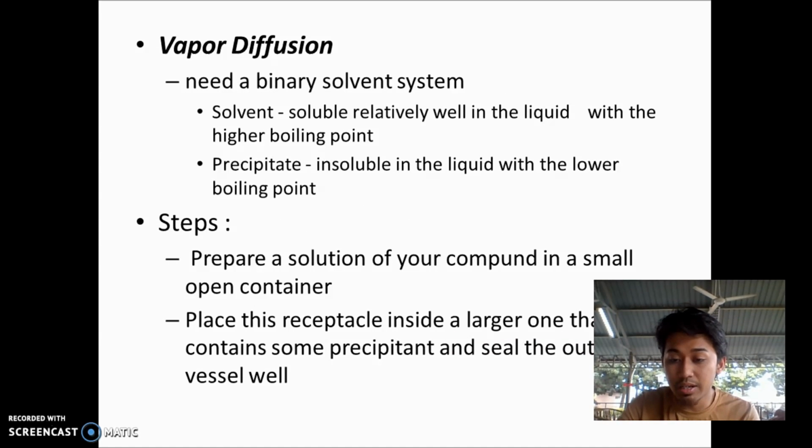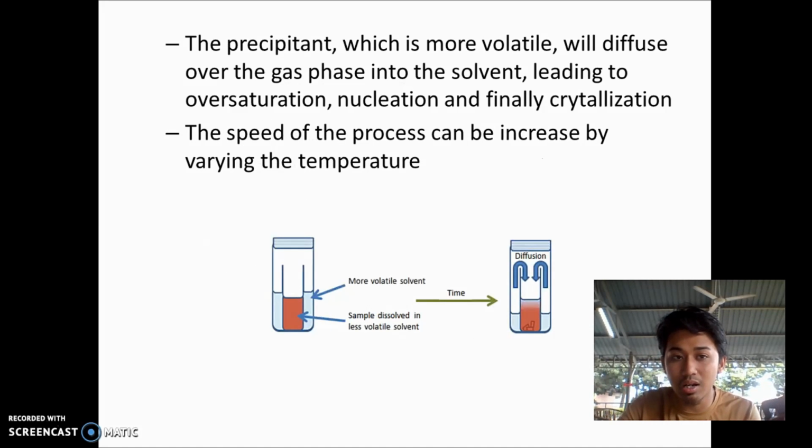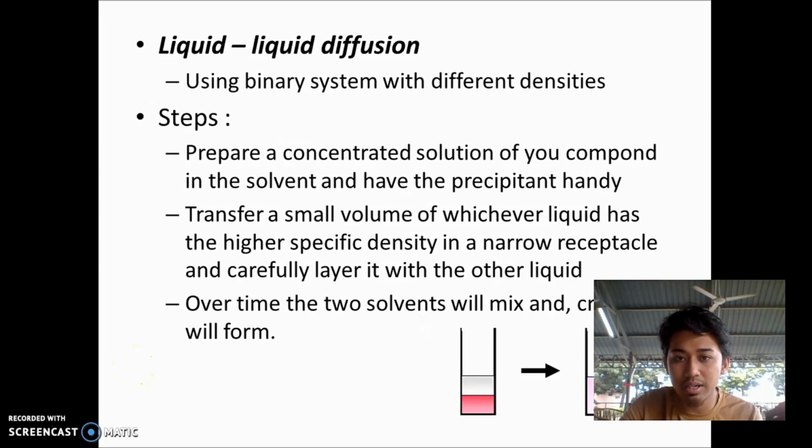The third one is a binary solvent system, which consists of a solvent and a precipitant. The solvent is soluble in the liquid with the higher boiling point, and the precipitant is not soluble in the liquid with the lower boiling point. When we heat it, the precipitant will evaporate and diffuse into the gas phase, into the solvent, leading to oversaturation, nucleation, and finally crystallization.